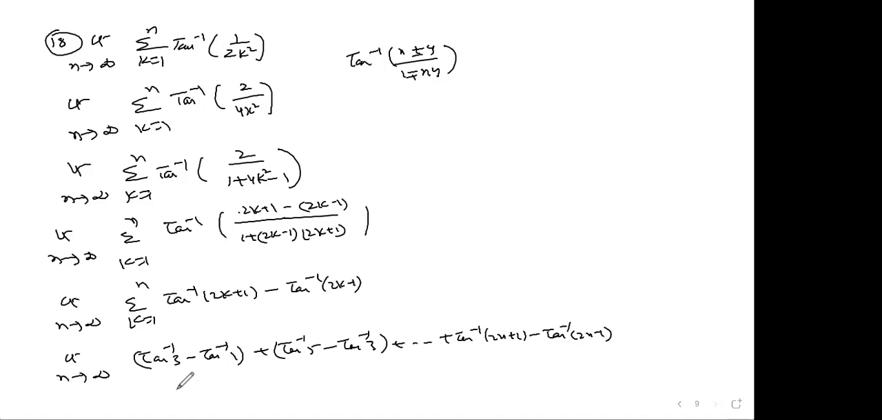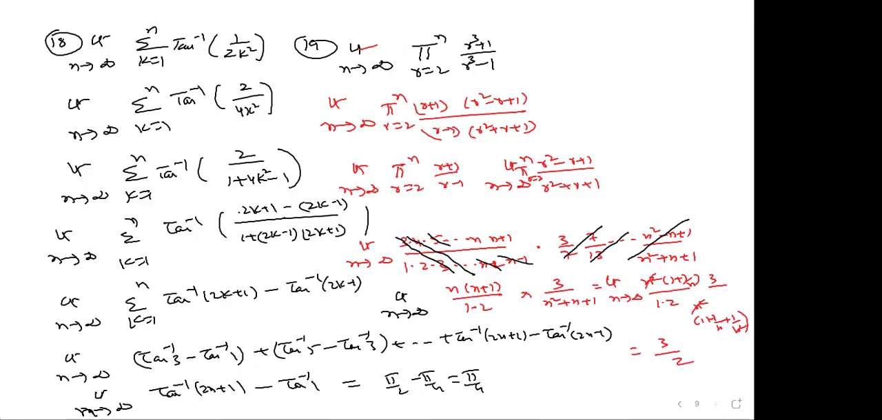Everything gets cancelled except two terms. What are the two terms here? Then n tends to infinity. Please remember, the biggest term is left over, that is tan inverse 2n plus 1, and the smallest term is tan inverse 1. You know very well, tan inverse infinity is nothing but pi by 2, and tan inverse 1 is nothing but pi by 4. So your answer is what, Nana? Pi by 4, we got it. Shall we move on to the next one, guys?